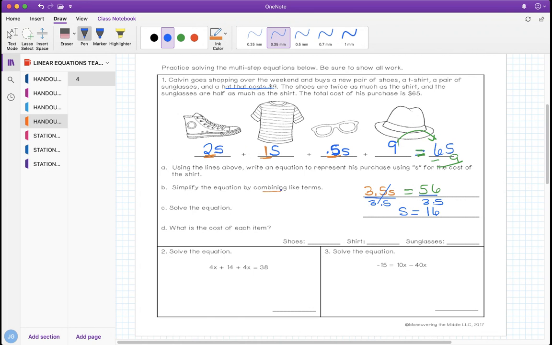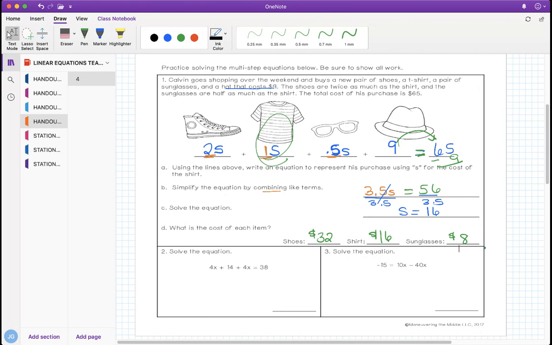Now I have to think back, what was my S for? What did I put the S for? Oh, that was for the shirt. So my shirt cost $16, and you want to use a dollar sign since we're talking about money. Now that I know the cost of the shirt, I can find how much the shoes and sunglasses were. The shoes are 2S, which means 2 times the cost. So I'm going to say 16 times 2, and I'm going to get 32. The sunglasses are half the cost of a shirt. So I'm going to take 16 and cut it in half, and that means these were $8.